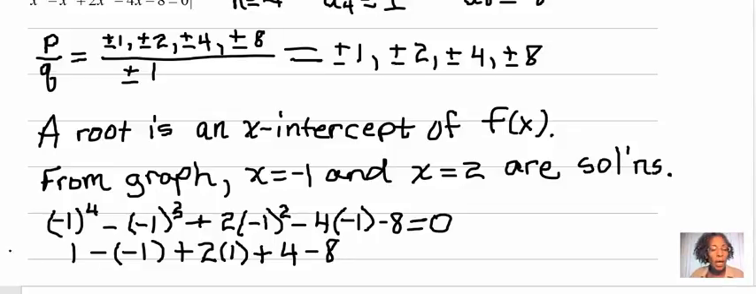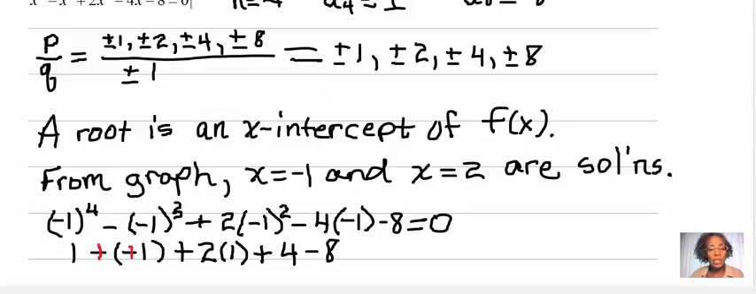All right, so -1 raised to the 4th, and I get 1. -1 to the 3rd is -1. And remember, that was being subtracted. -1 squared is 1. And -4 times -1 is +4. And so whenever I have a double negative, I know that that's the same as a positive.